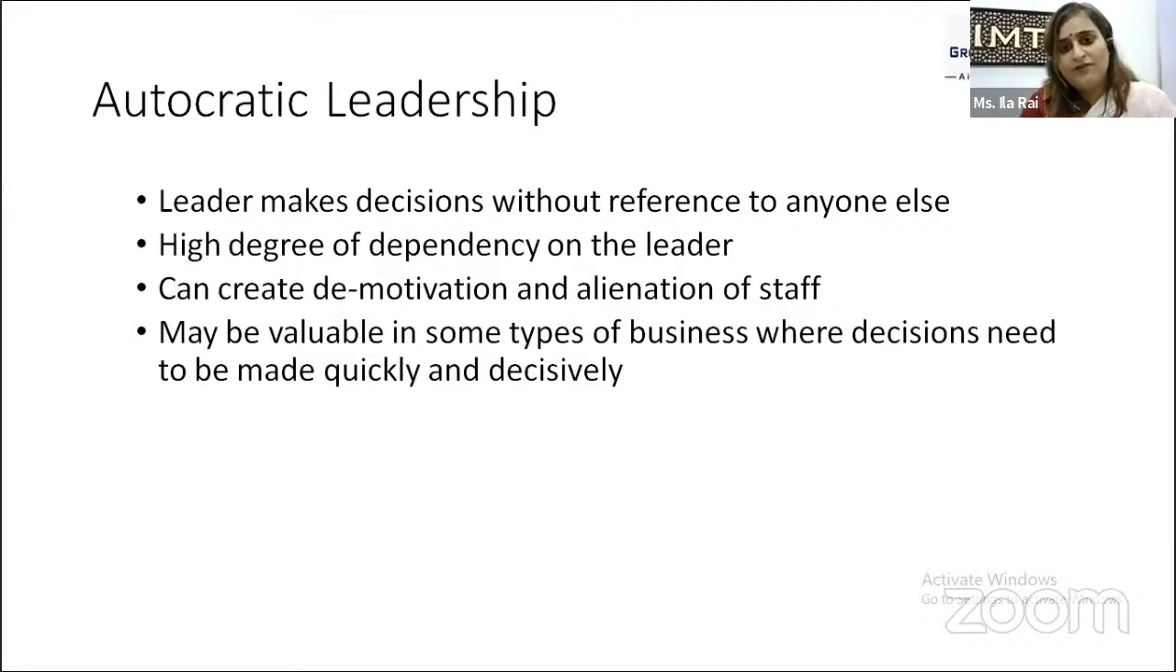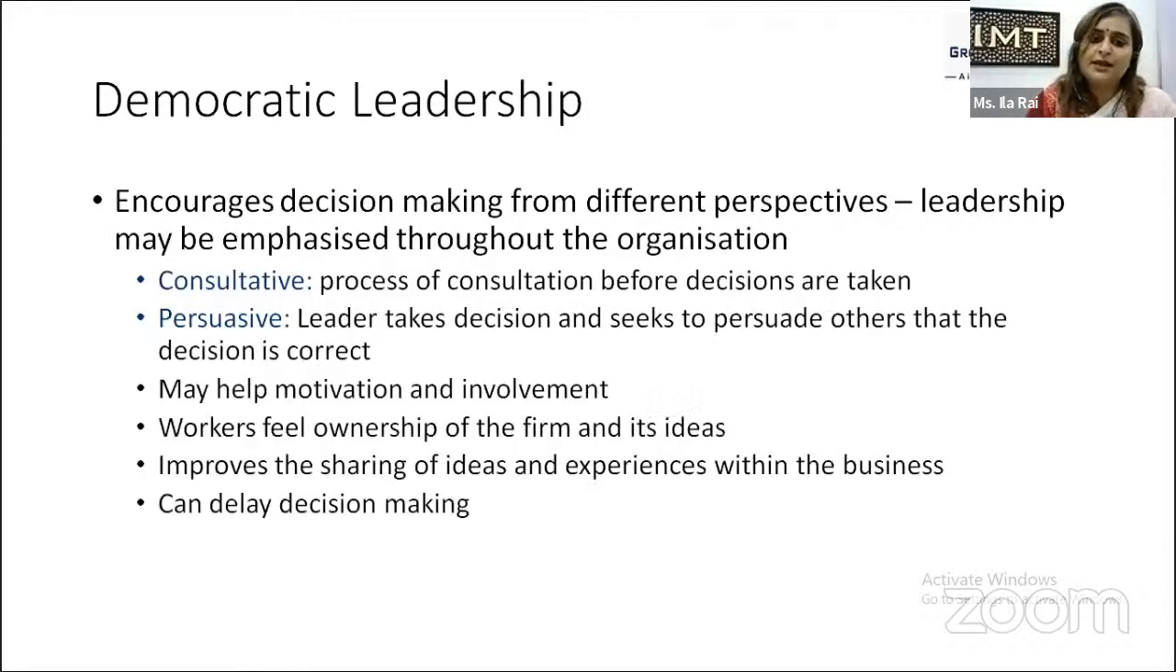and their opinion is of no value. This style of leadership is valuable in those situations where the decision has to be taken very quickly and the decisive style should be very perfect. That is the only situation where autocratic leadership style works. The opposite of autocratic leadership style is democratic leadership style.